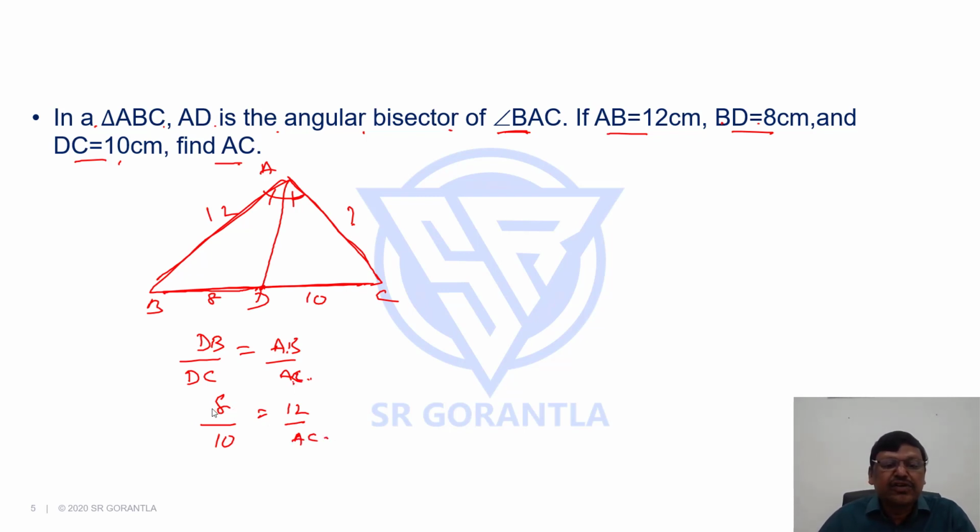We can see here 4 2s are 8, 4 3s are 12, 2 5s are 10. If I cross multiply, AC equals 3 5s, 15. This is 15. Simple question. Done. So let's take up one more.